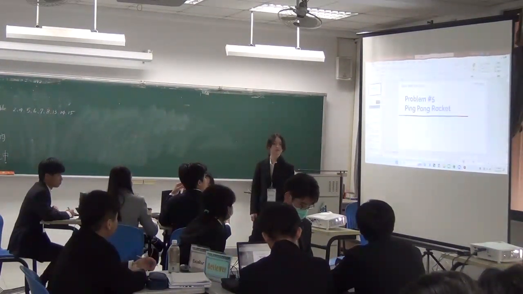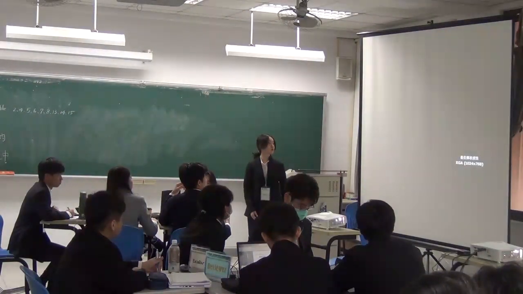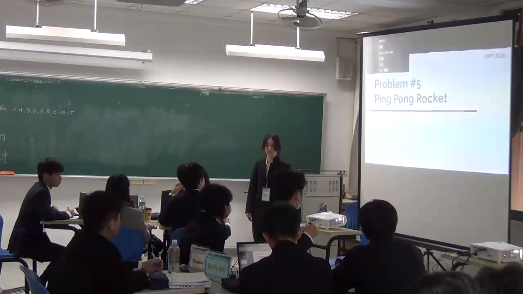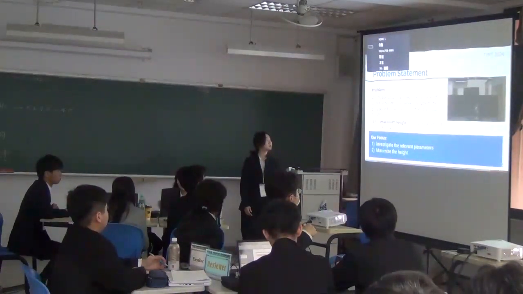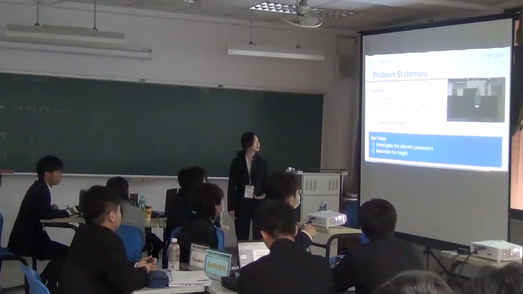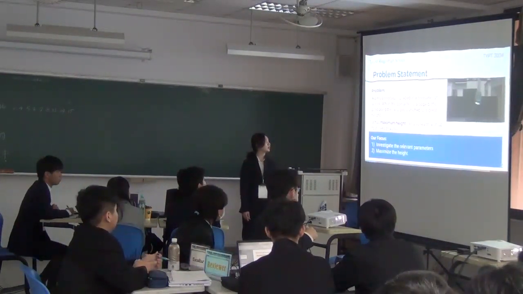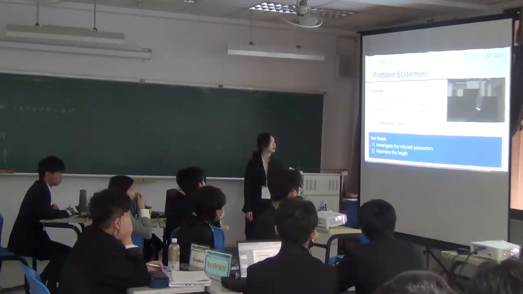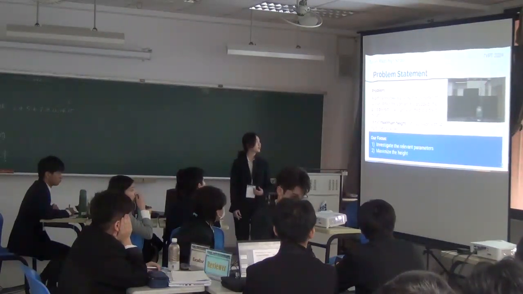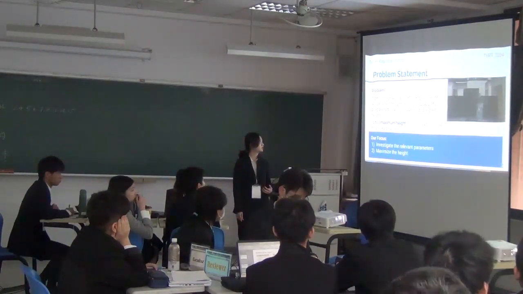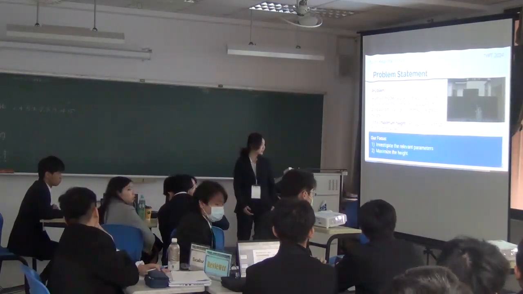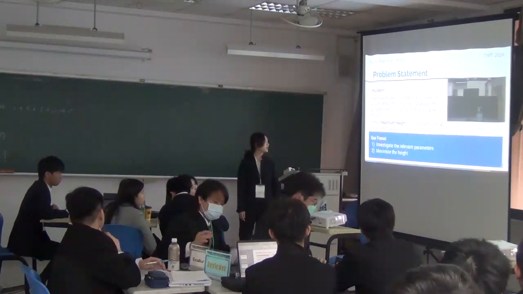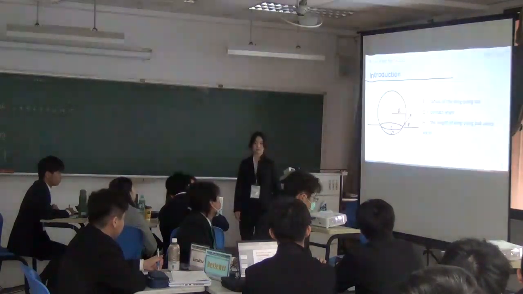Of Team Me Too, and today I'm going to be presenting Problem 5, Ping Pong Rackets. So first, we'll start with the problem statement. A ping pong ball is placed in a container of water. When the container is dropped, the ping pong ball will get launched to a great height. The maximum height can be reached up to 2 meters. And today, our focus is investigating the relevant parameters and maximizing the height.